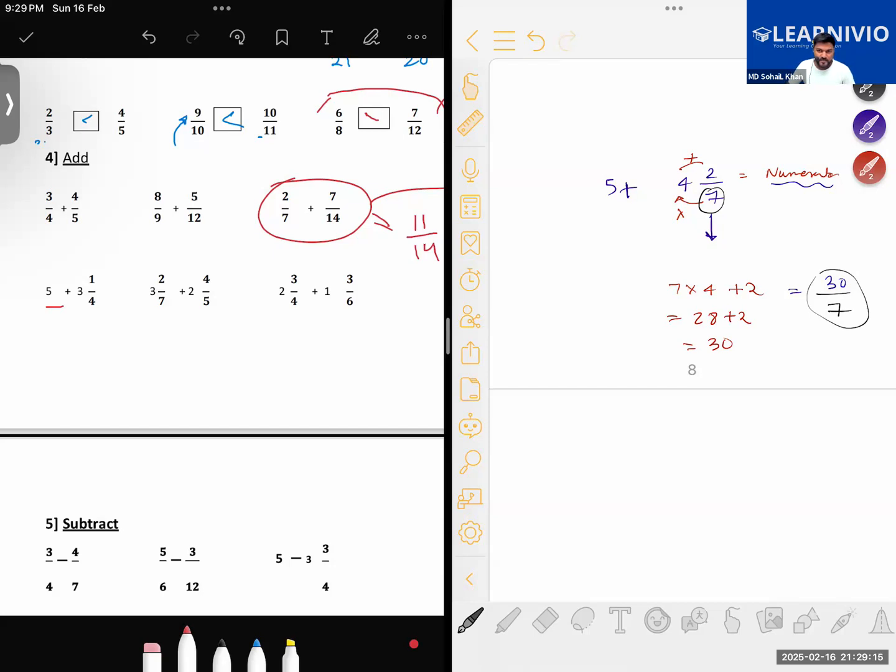Which question? Not the fifth, but this question: 5 plus 3 1 upon 4.